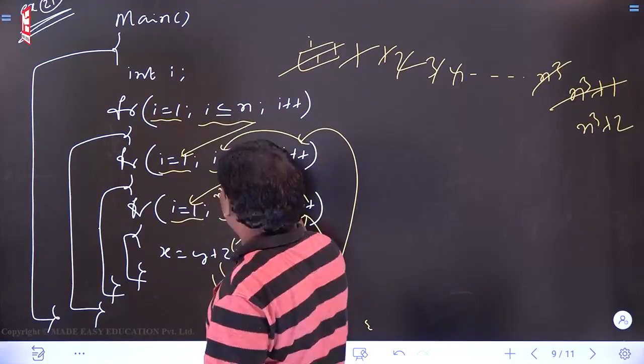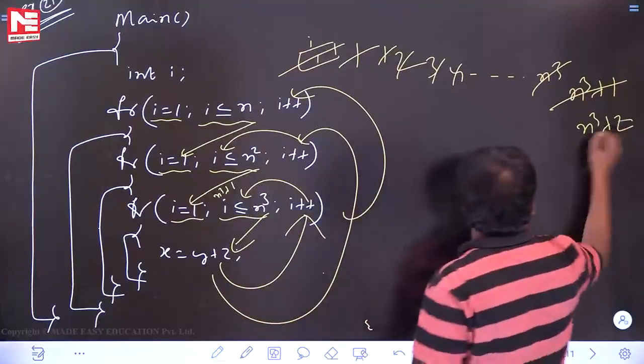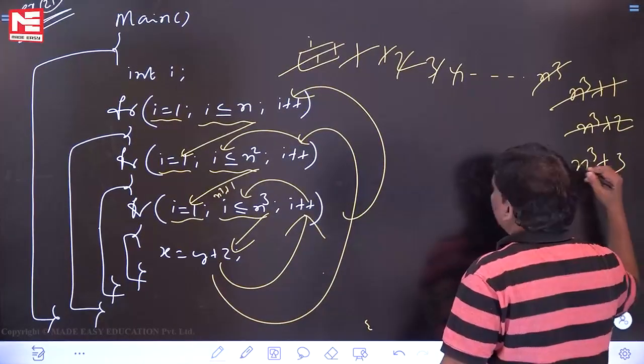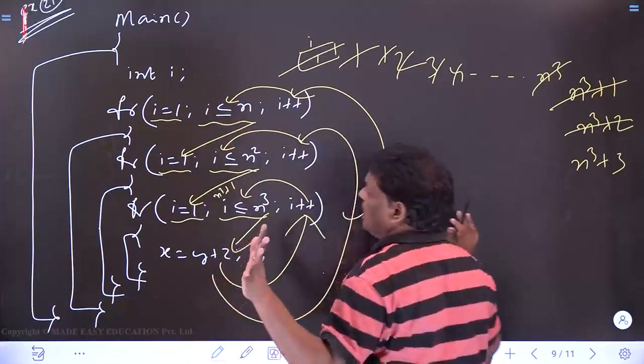N cube plus 2 is less than or equal to n square. Fail. Because this is fail, then go here. I plus plus. What is the answer? N cube plus 3. Then it will check this condition. This is also fail. Then stop. Can you help me now, right?